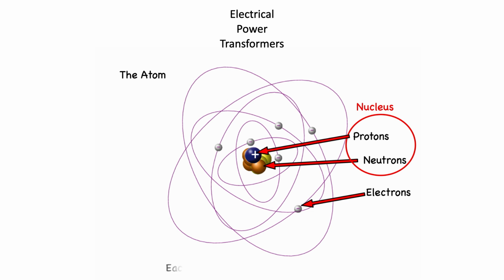Each electron has a negative charge of minus 1.602 times 10 to the negative 19 coulombs, and each proton in the nucleus has a positive charge of plus 1.602 times 10 to the minus 19 coulombs. Neutrons have no charge, just the mass that's associated with it.